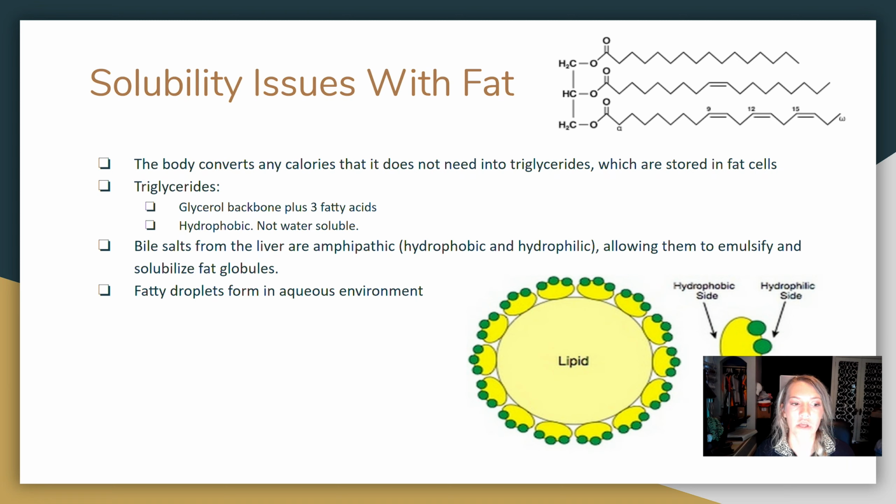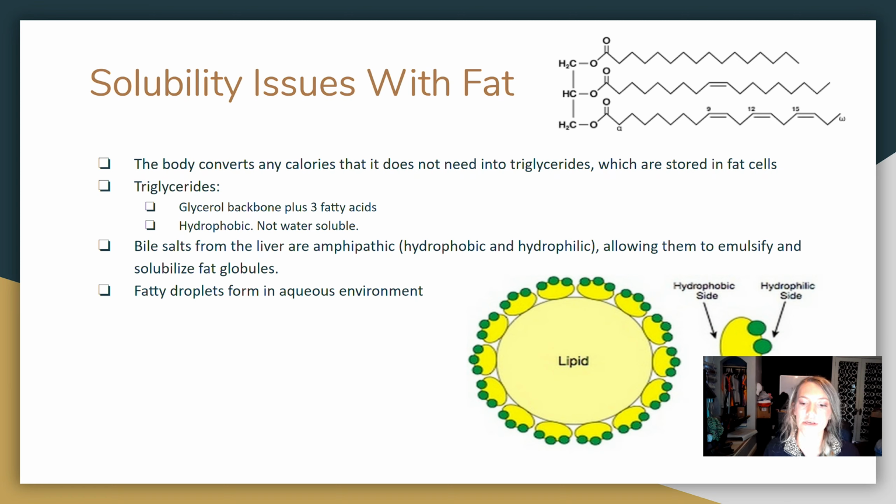This is where the role of bile salts comes in. So bile salts from the liver are amphipathic. This means that bile salts have both hydrophobic and hydrophilic properties. Hydrophobic means water-fearing, hydrophilic means water-loving. So if you look down in the bottom right-hand corner, you can see a picture of a bile salt in the very right, and you can see one side is hydrophobic and the other side has green dots, which means it is hydrophilic.